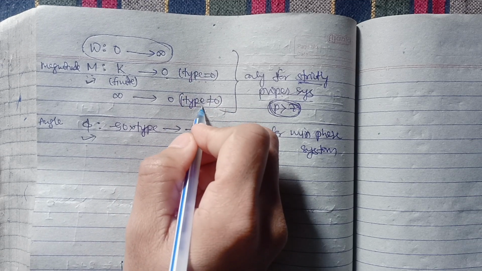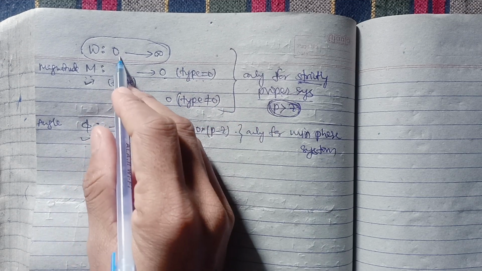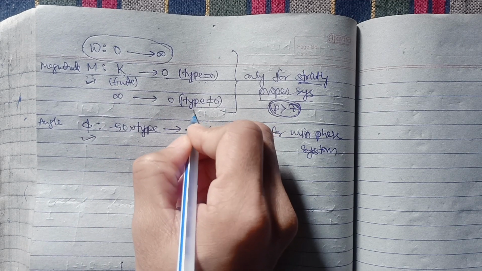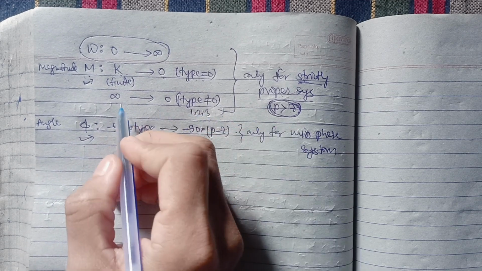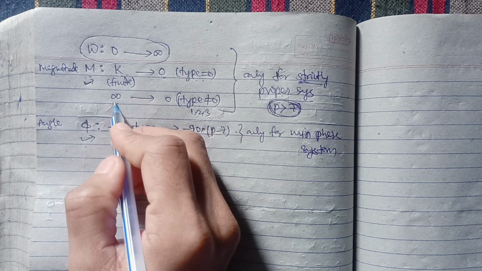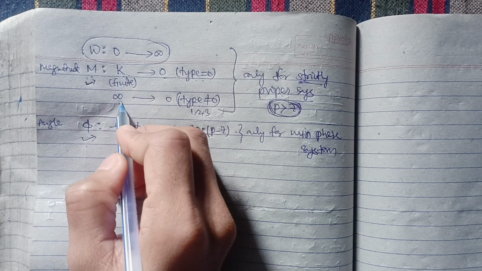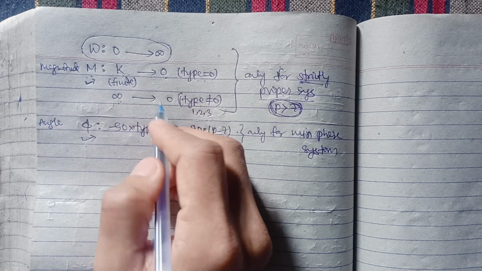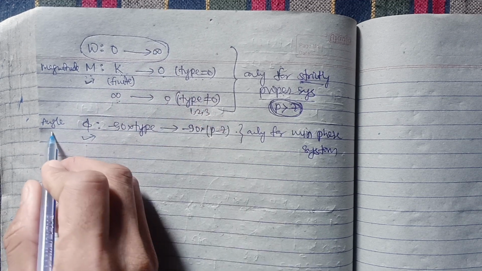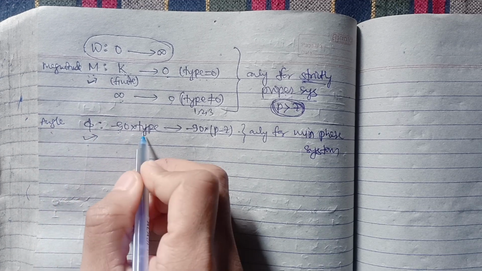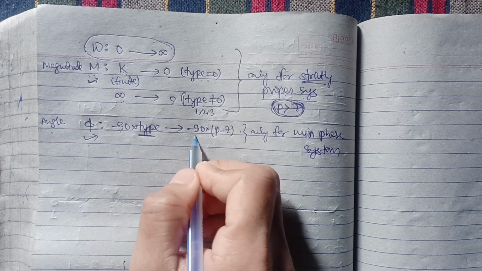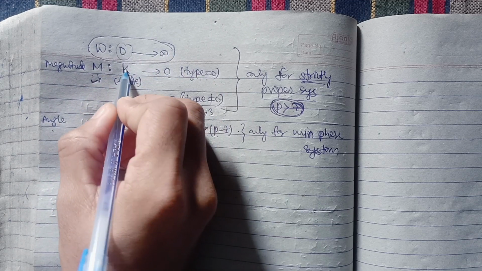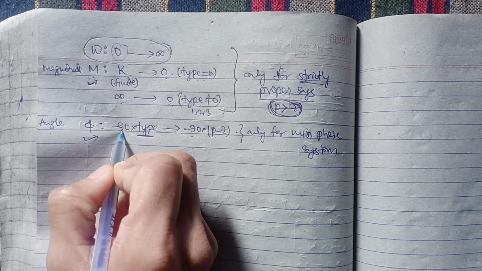And if it is not a type 0 system, it means the type is 1, 2, 3 and so on, then the magnitude at omega equal to 0 will be infinity, and at omega equal to infinity the magnitude is 0. And for the angle condition, phi equals minus 90 into type to minus 90 into (p minus z). It means when we vary omega from 0 to infinity, it goes from the angle at 0 to the angle at infinity.